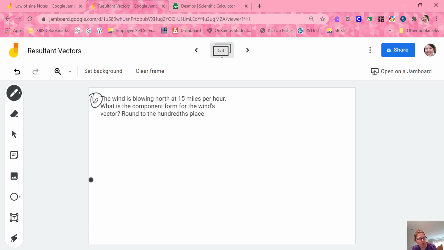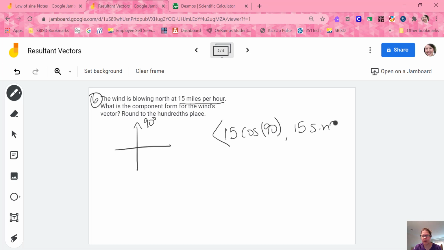Okay, and so then this is number 6. We also have some wind blowing, and this is blowing north. If this is blowing north, then this would be 90 degrees. So I have 15 as my magnitude in miles per hour, 15 times cosine of 90, and 15 times sine of 90. That will give you a value and another value. You can either put it in this format or you can put it in the i hat, j hat format. Make sure that you've done number 5 and number 6 and then come back.